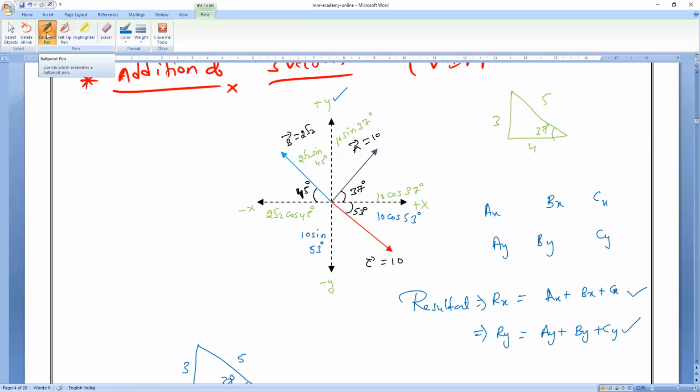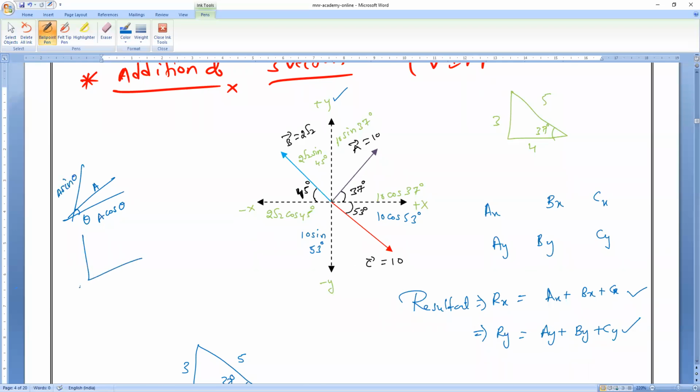So wherever theta comes, that base, what will it become? We all know, if this is the theta, and suppose this is A, then here it will be A cos theta and here A sin theta. If theta is here, then here A cos theta and here A sin theta. If you remember this, then it is very simple.